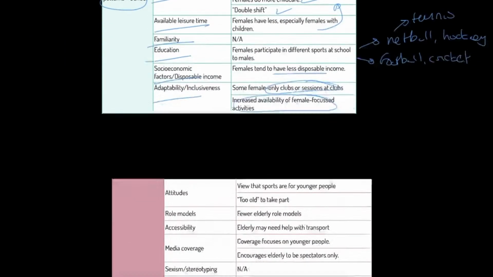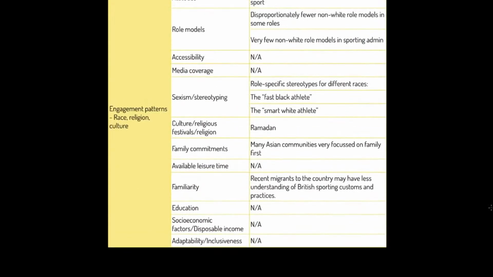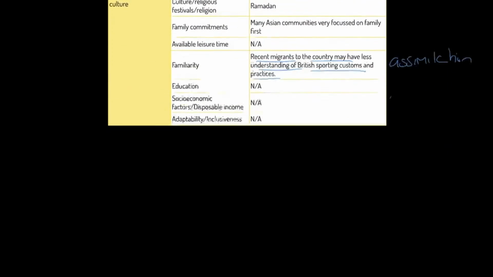Now, the point I want to make here, and you can go through these yourselves, is you can go through the exact same points with these other factors. Just one with familiarity for race and religion here, because we didn't look at that there. Just notice here, familiarity of what you might call British cultural sports. Recent migrants to the country may have less understanding of British sporting customs and practices. So this is ultimately about assimilation, how people assimilate into what you might call British sporting culture. And anyway, you get the idea.